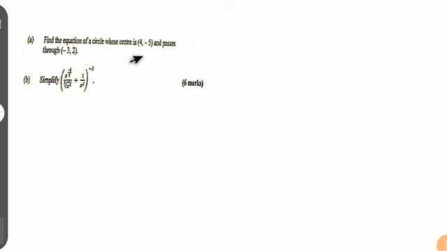So in order to find the equation of a circle, if you still remember, we have the formula r squared, that is the radius squared, is equal to (x minus a) all squared, plus (y minus b) all squared. Where r is the radius of the circle, a represents the x-coordinate of the center, and b represents the y-coordinate of the center.